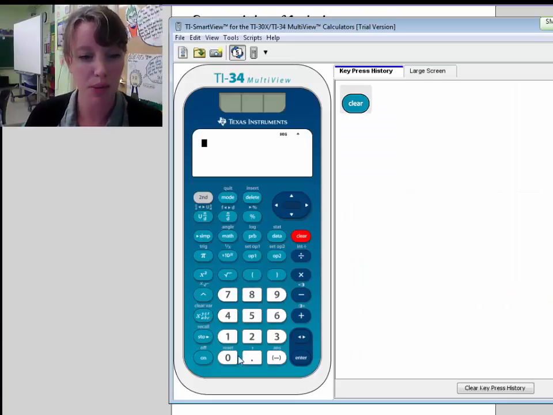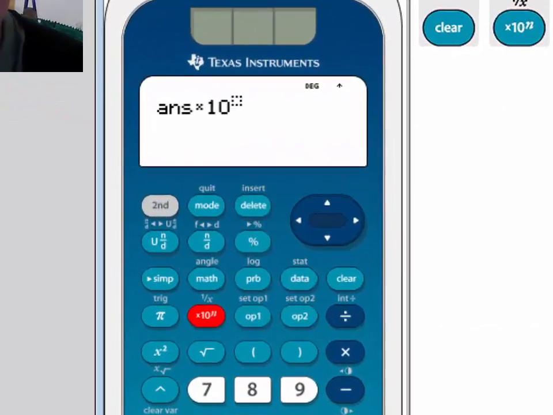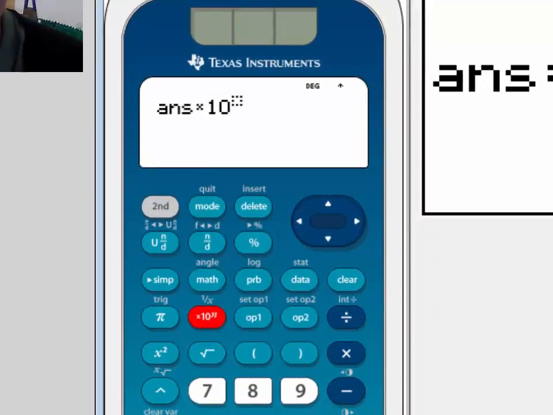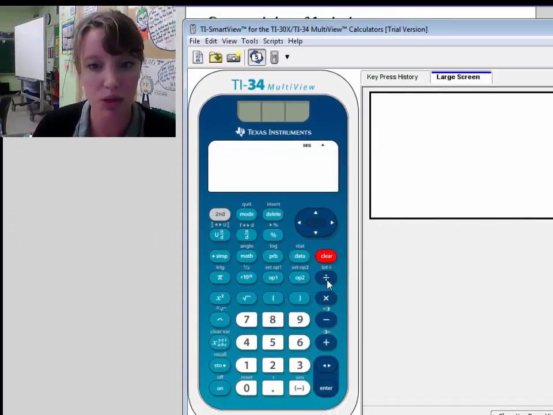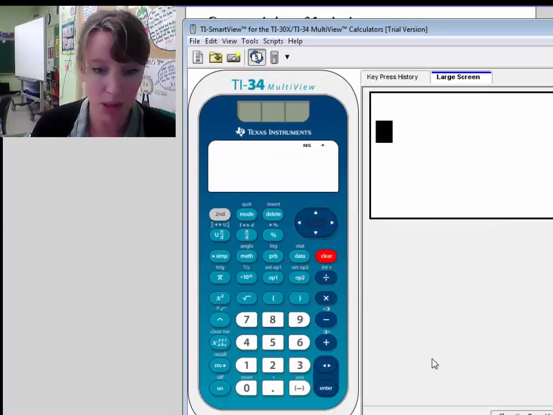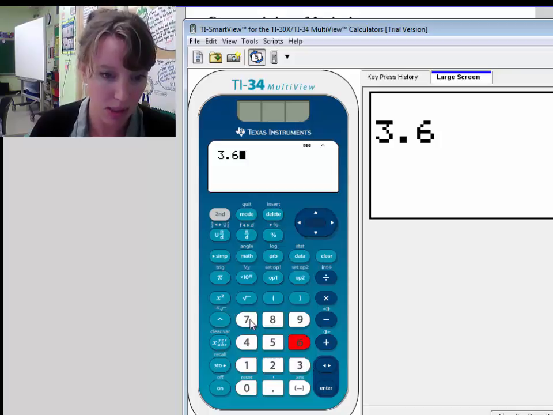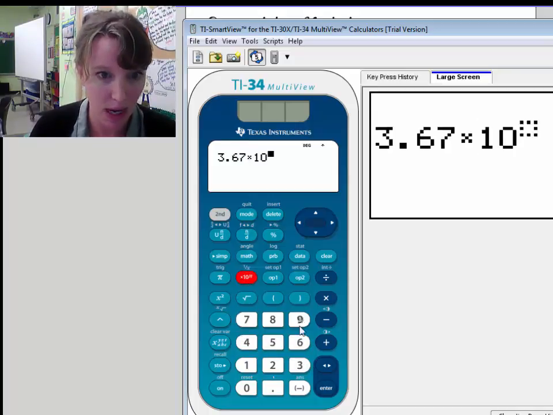Okay, to do these problems in a calculator, there's actually this key right here, which is a times 10 to the. I say times 10 to the because it takes whatever you've written and makes it the coefficient, and it adds times 10, and then it puts the blinker up in the exponent. So to do the last problem, let me clear this out, I'm going to write 3.67 times 10 to the 9th power.